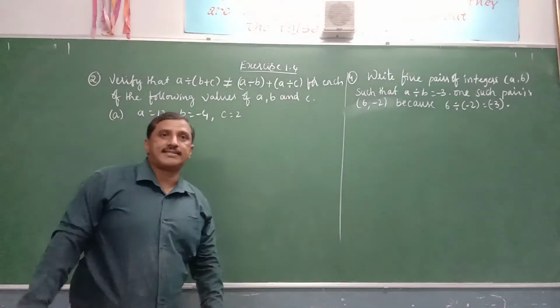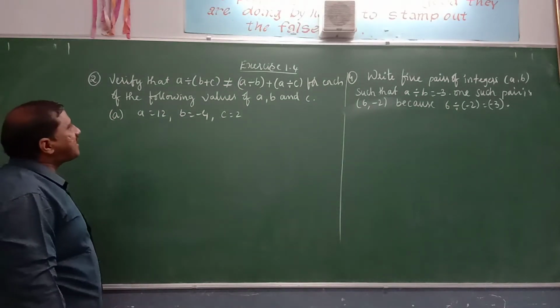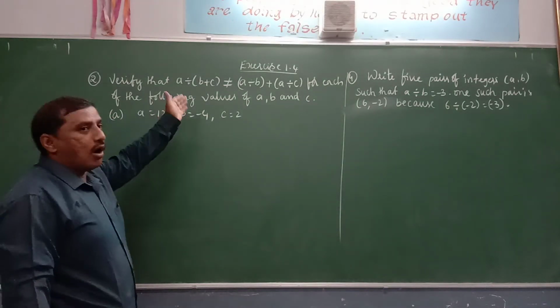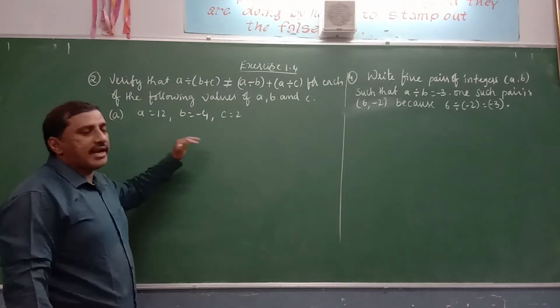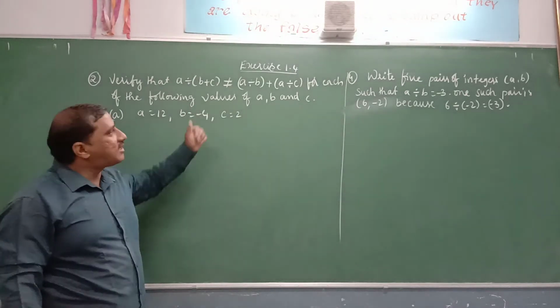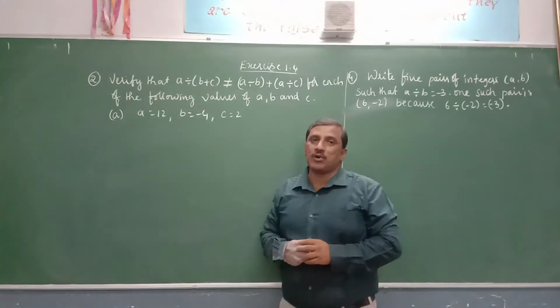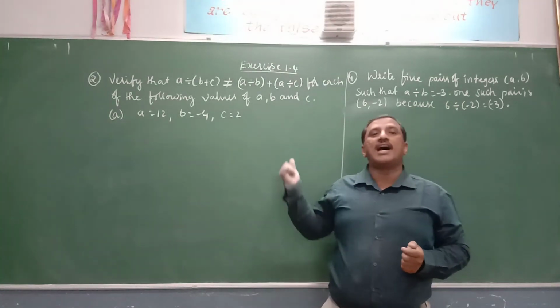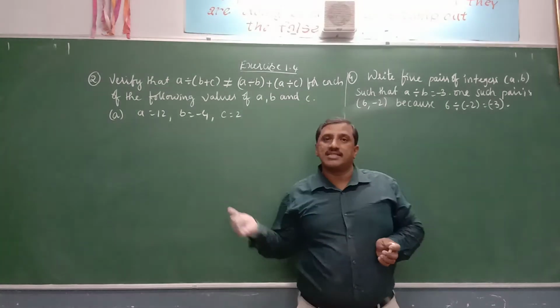Now we will discuss exercise number 1.4, the second bit. Verify that a divided by (b plus c) is not equal to a divided by b plus a divided by c. What do we call this property? It is the distributive property of division over addition, which is also not satisfied for integers.